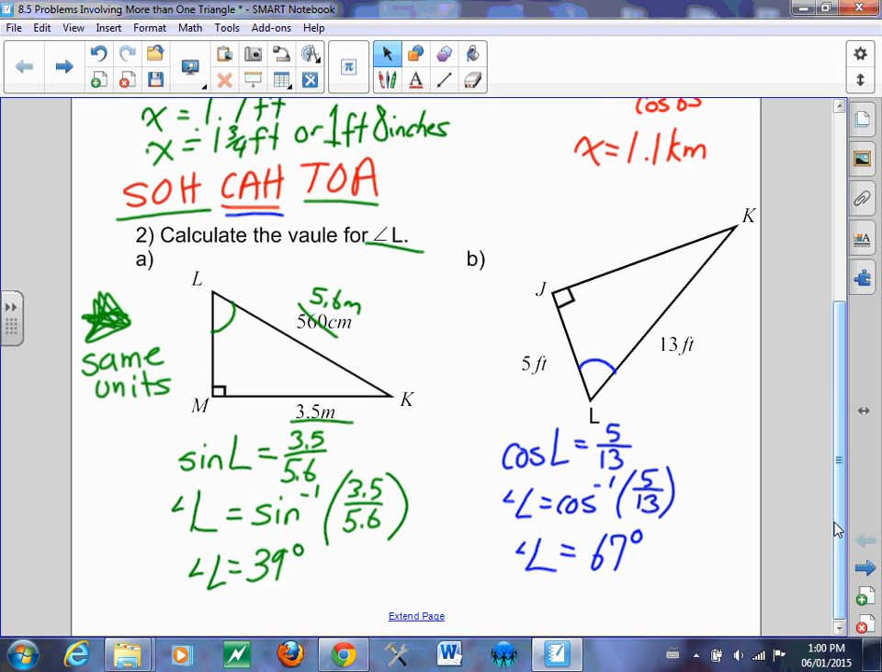On your quiz coming up, again, you're going to know SOHCAHTOA. Tell me which ratio, when to use which ratio. Now we're going to get into a little bit of harder stuff, dealing with more than one triangle, and we're going to learn some new terminology.